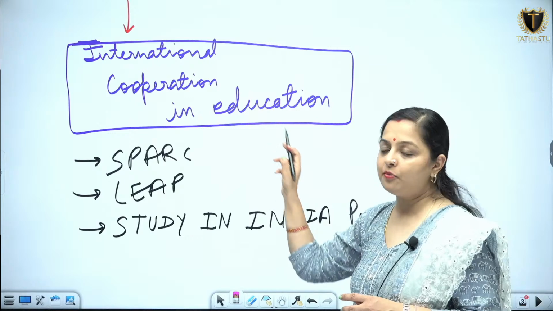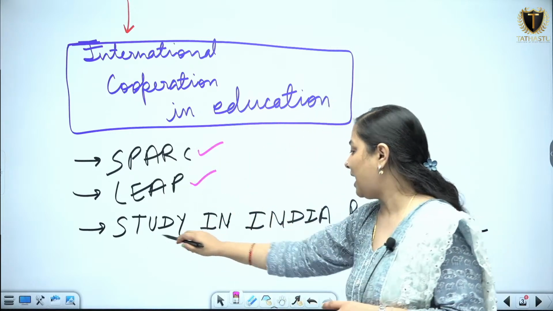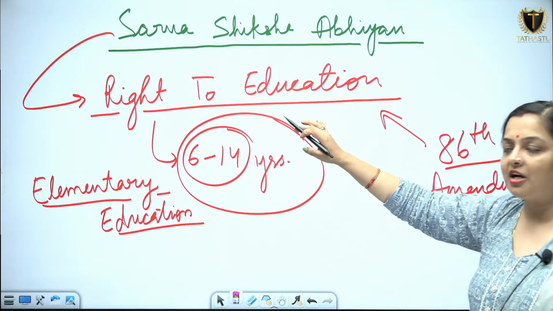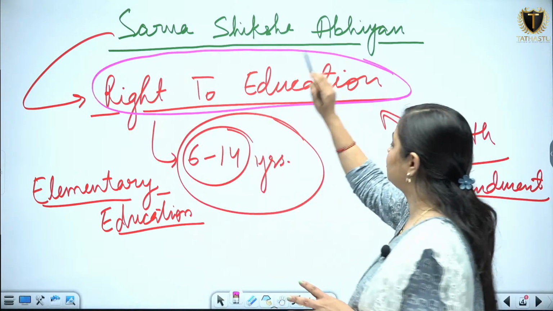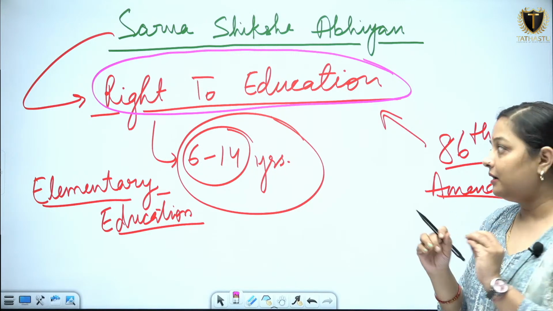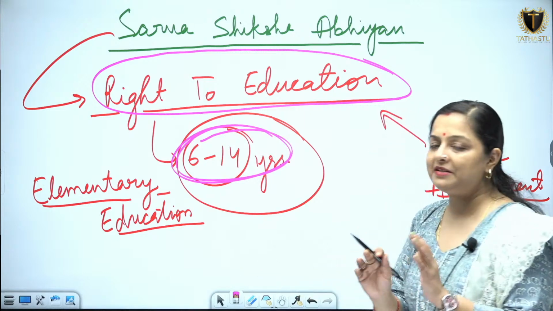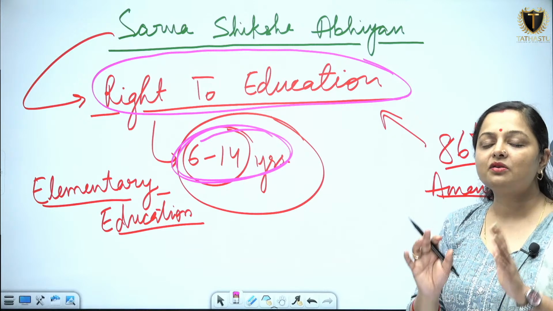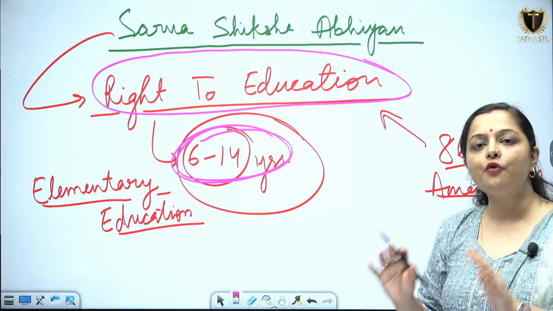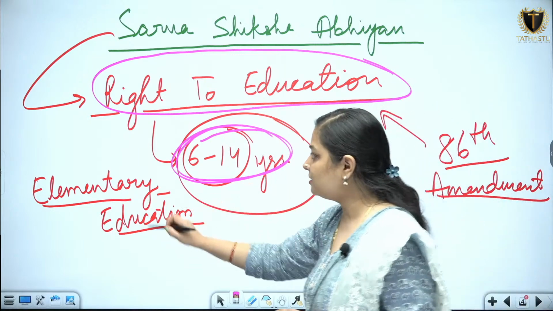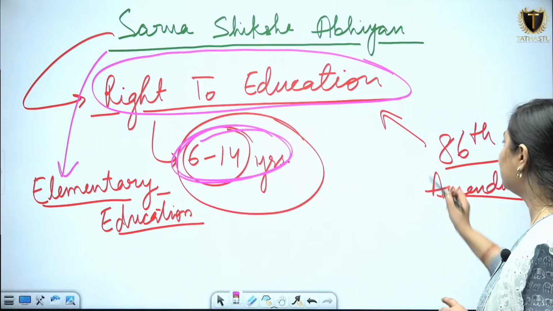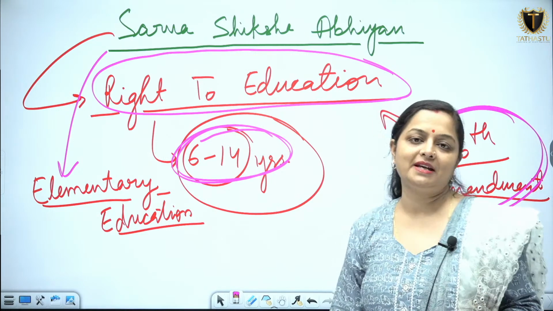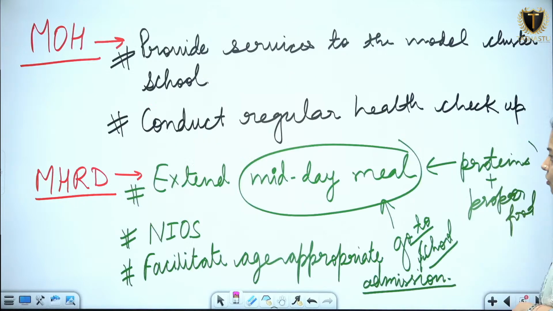Then comes international cooperation in education. For this, we have Spark, Leap and Study in India program. In today's class, we covered Sarva Shiksha Abhiyan. What is the aim of this? The aim is to provide education to all the children, the education which was promised under the Right to Education, to children of 6 to 14 years, right? They are promising elementary education, and this right was provided through the 86th Amendment Act of our Constitution.